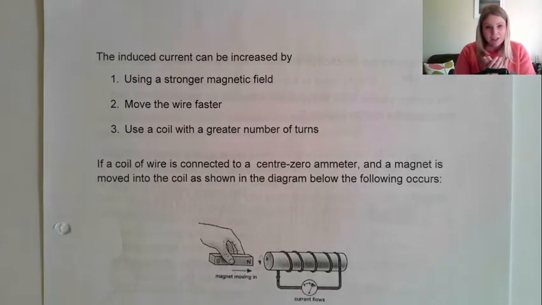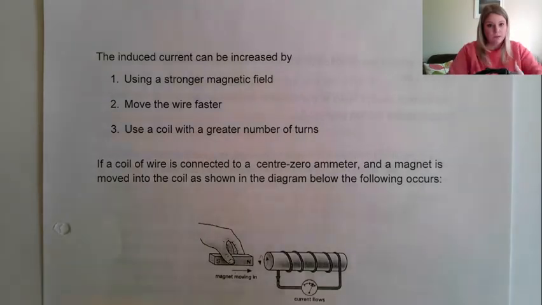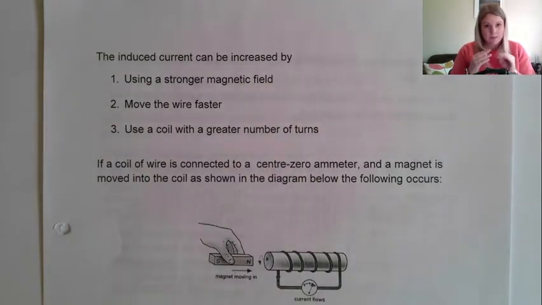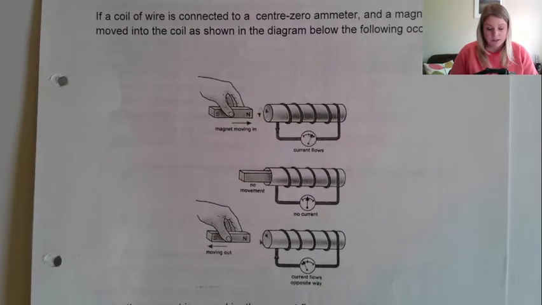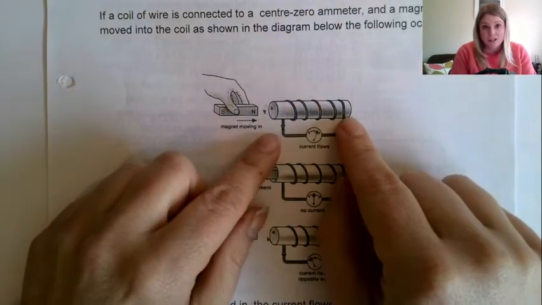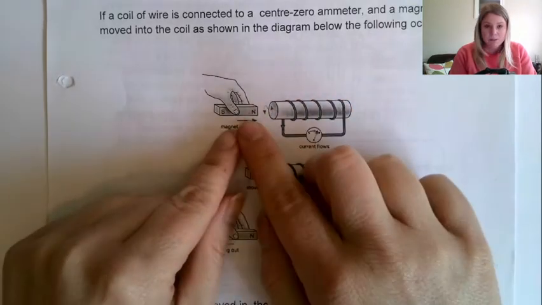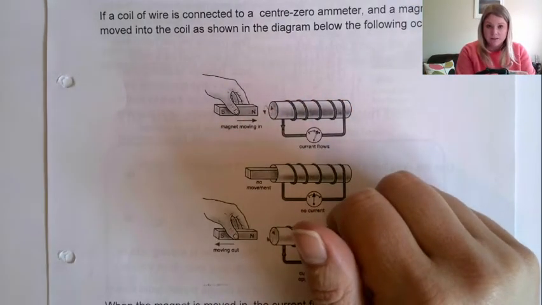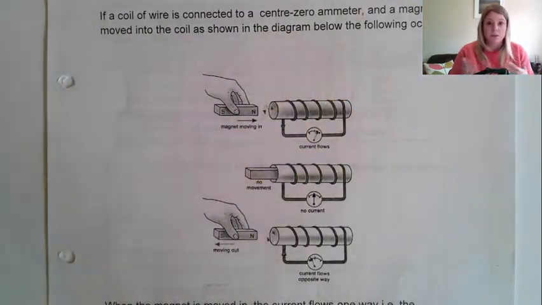Okay, so that is one way that current can be induced in a wire, just by moving a wire through the magnetic field. So that was moving the wire and the magnetic field staying constant. The other way is shown here. In this version, we have a wire that is staying stationary. It's just a coil of wire, but this time we're moving the magnetic field. So really it doesn't matter which one is moving, as long as the magnetic field and the wire are moving relative to each other. So one of them must be moving.